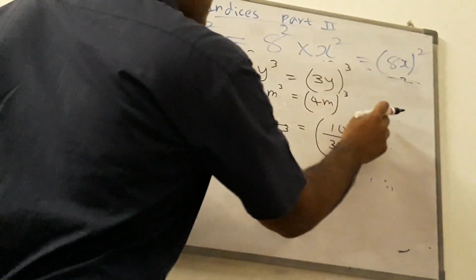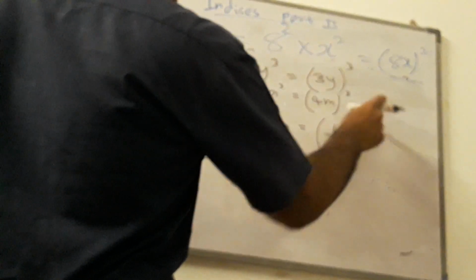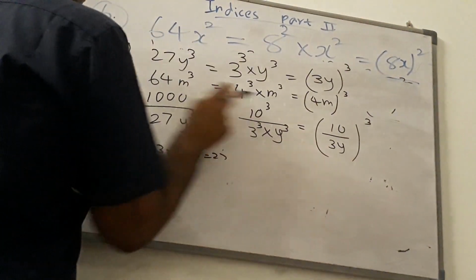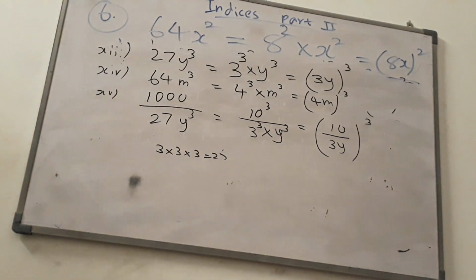Now the power 3, or cube, is common. Inside the bracket I write 10 over 3y, where if we expand this, 10 to the power 3 comes, 3 to the power 3 comes, y to the power 3 comes. 3 to the power 3 means 27, 10 to the power 3 means 1000, y to the power 3.